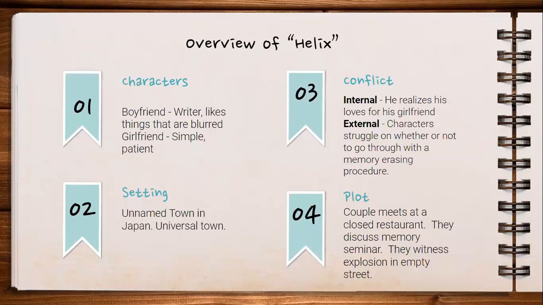The plot is pretty simple as far as what actually happens in the story. The couple meet at a closed restaurant right after hours. The girlfriend has a key to let them in. They discuss this memory seminar where the girlfriend is going to potentially lose memories of her whole life. And then as they're walking in an empty street, they witness this explosion above them in a high tower, a larger building. And the street that was once empty now becomes noisy and crowded with other people. And that's kind of where the story ends.